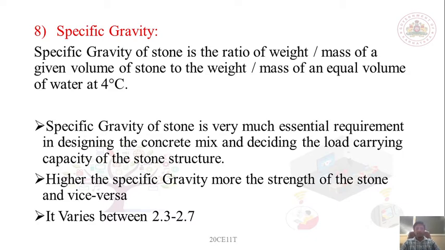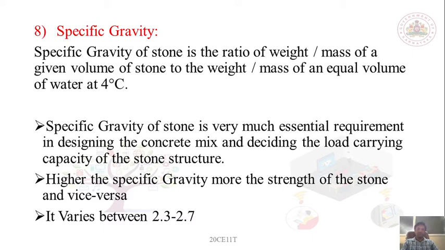So you can see here, the higher the specific gravity, the higher the strength, as we told you. The specific gravity of stone varies between 2.3 to 2.7. Again, it depends on the type of the stone. It may vary a little bit here and there, but our requirement is that the specific gravity of the stone should be high, then only it is going to have a good strength. 2.65, even 2.7 is also okay. So 2.7 and above is a very good specific gravity.